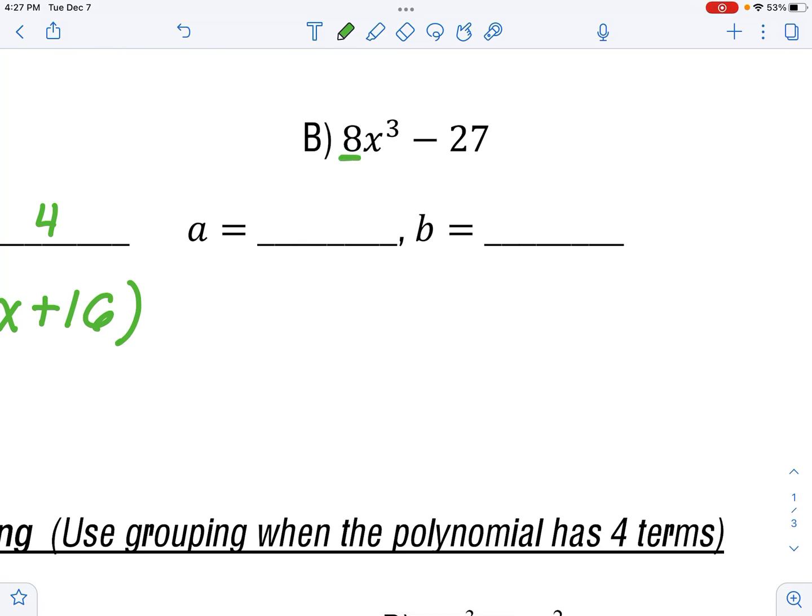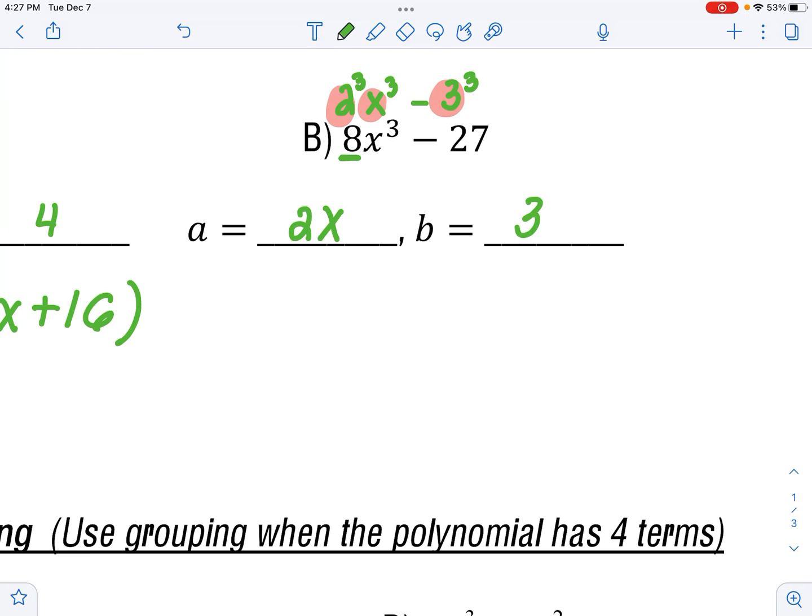All right, here's the next one. This is not written as a perfect square, so I want to rewrite it as a perfect square. That's a 2 cubed. Then I have x cubed minus, and 27 is 3 cubed. So I have A is 2x. And if you're like, where did that come from? Everything but the cubes. And B is 3.